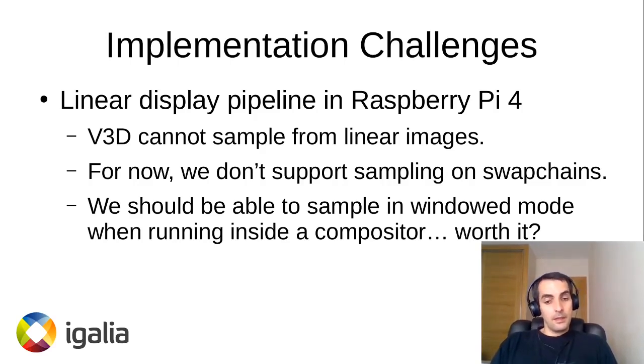So, well, in theory, it would be possible to allow such sampling of swap chains in one case or the other. But we are not sure if it makes sense to do that, because it can be confusing, and we are not sure if developers would get confused by the fact that some features are supported in one case and not in the other. So for now, we are going to keep it out and disable that feature.